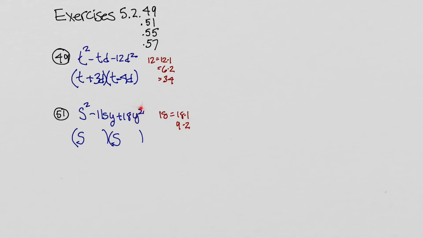But we also need to account for that y squared. So let's put in a 9y and a 2y. Right, 9y times 2y will give us the 18y squared. And because this last term is positive, these two terms have to have the same sign. It's going to be that middle sign. So let's put in a minus here and a minus here.